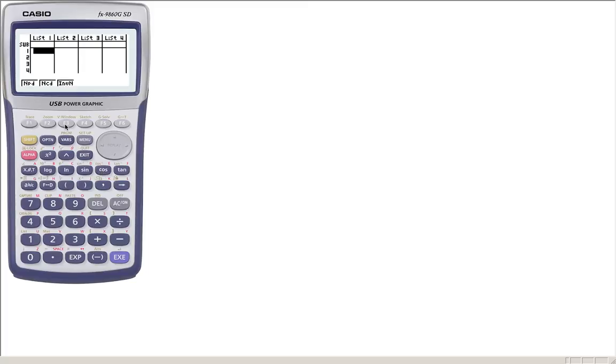Now this time inverse normal. The tail is on the right hand side. So I'll press F2, which is below right, and area is 0.27.